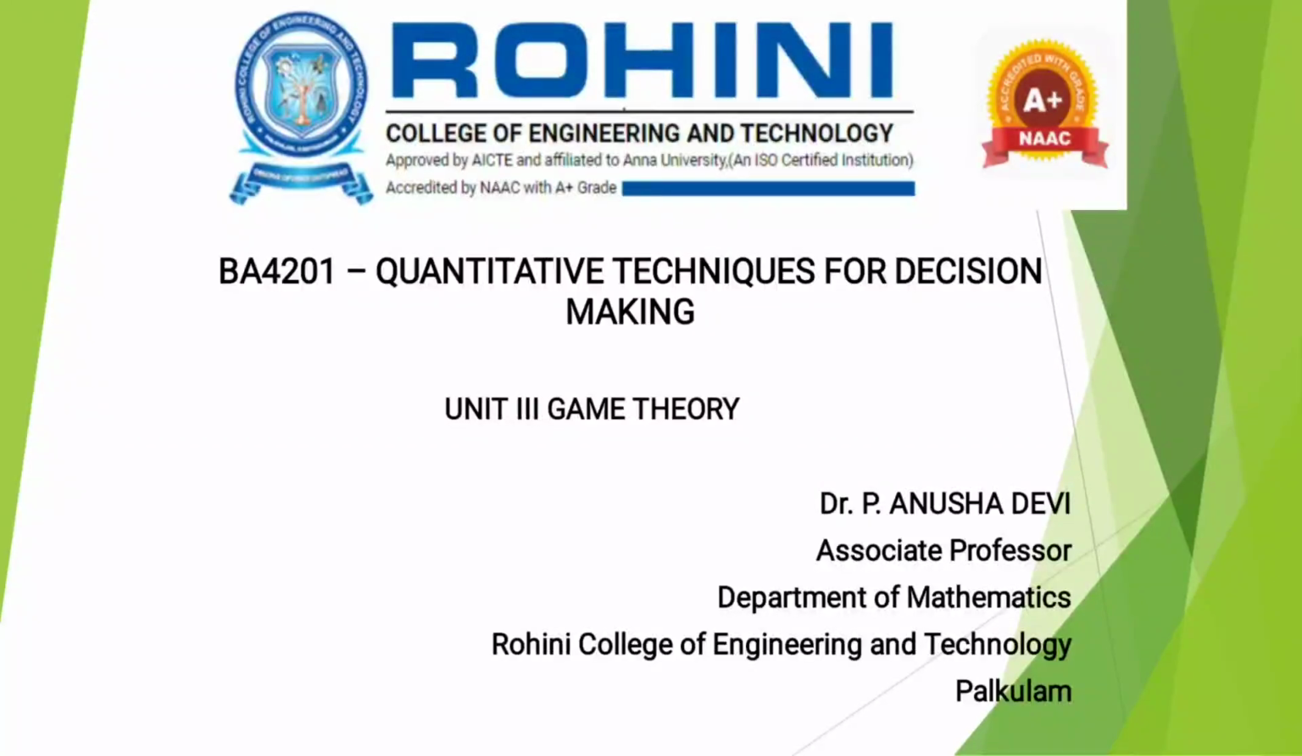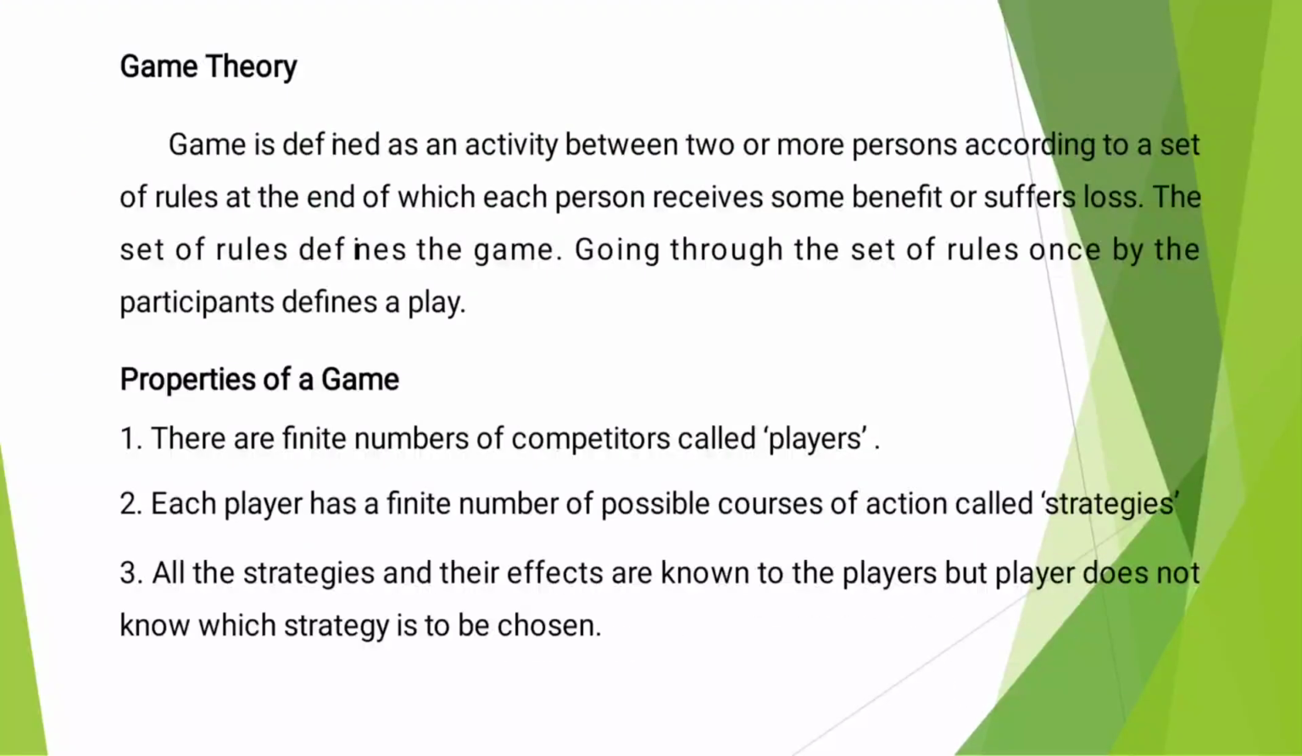Hi everyone, in this video we shall see the topic game theory. Game is defined as an activity between two or more persons according to a set of rules at the end of which each person receives some benefit or suffers loss. The set of rules defines the game. Going through the set of rules once by the participants defines the play.